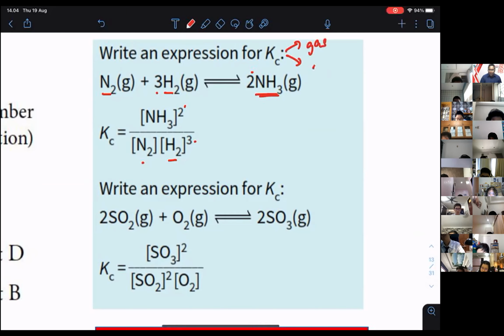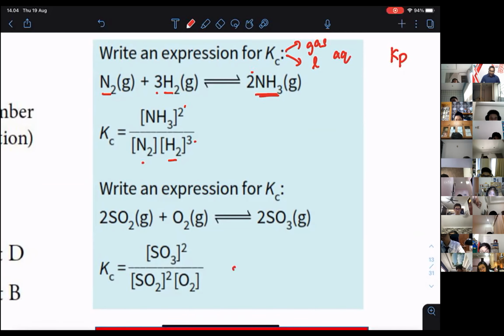It can also be used for liquid. It is also going to be used for aqueous. You can use them for Kc. But especially just only for gas, then we use Kp. Later we will learn about Kp. So this is Kp.